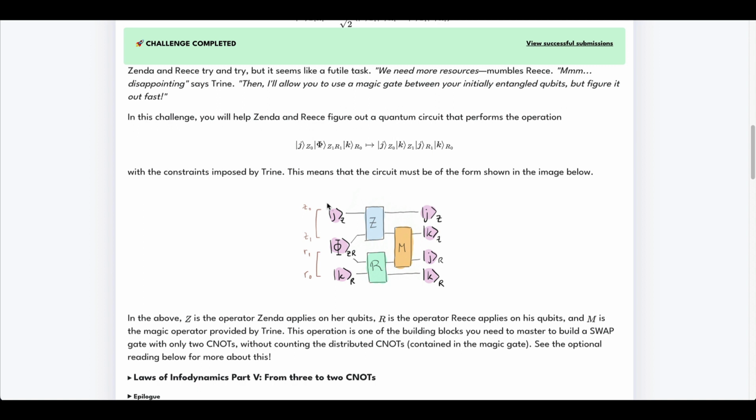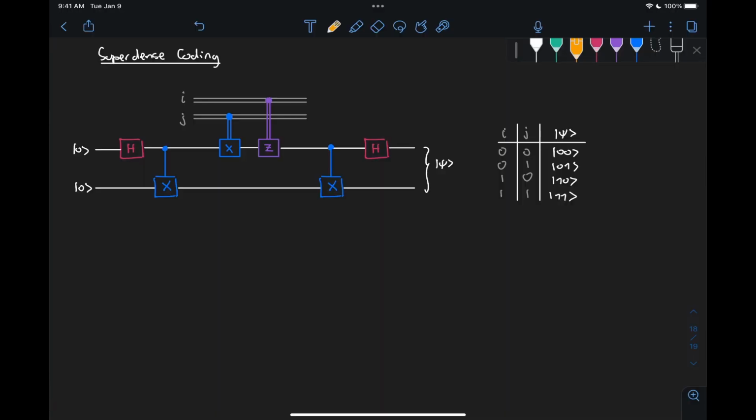And if you start looking at this problem hard enough, you will notice that this is almost identical to a similar problem we covered already, which is superdense coding. So if you go back to problem 15, I believe it was, which was entitled superdense coding, we reviewed the superdense coding protocol, which I have a simplified circuit of here.